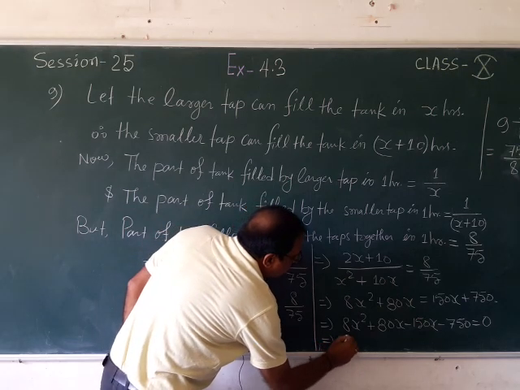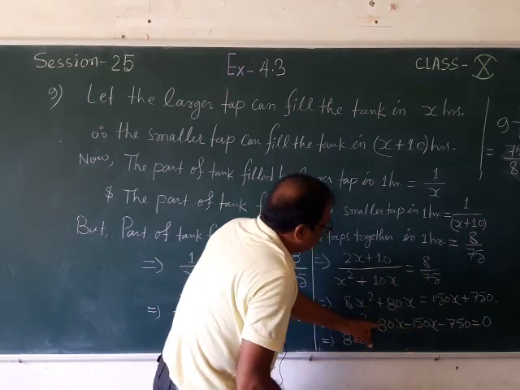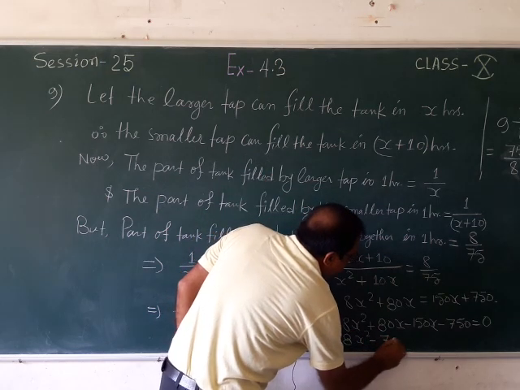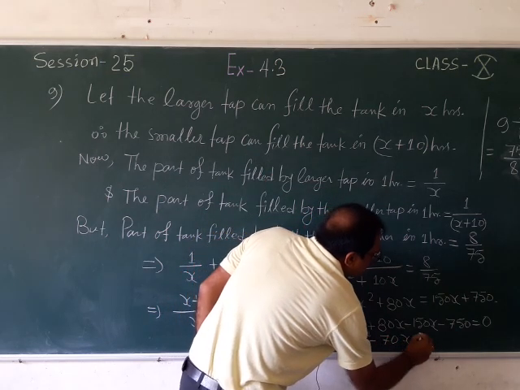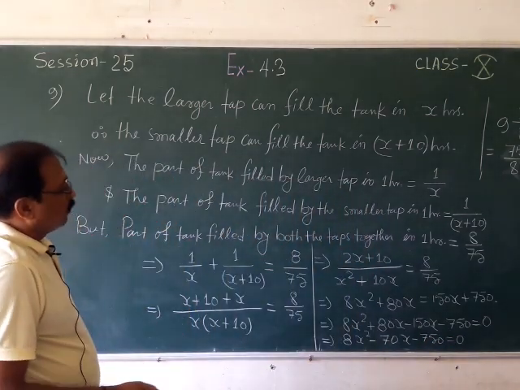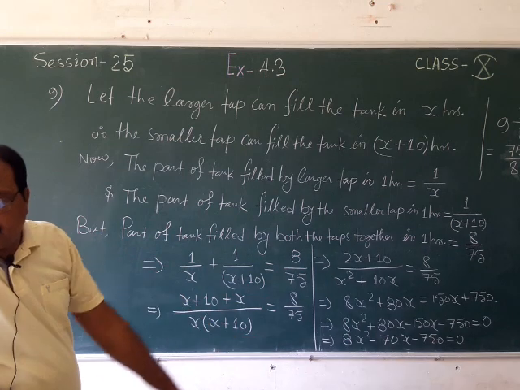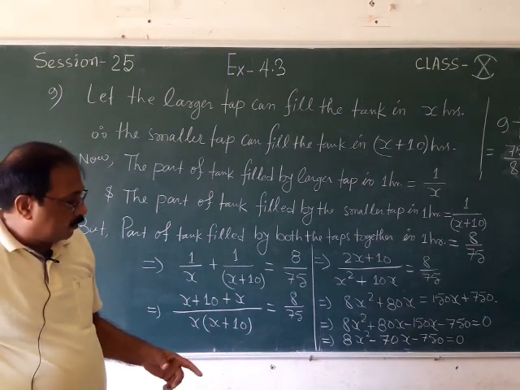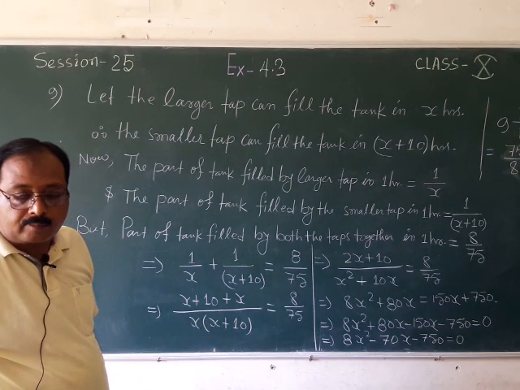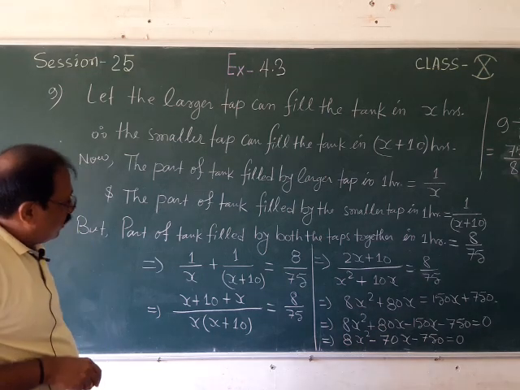Further it can be written as 8x square, and here 150 minus 80 will be minus 70x, and minus 750 equal to 0. So your equation is 8x square minus 70x minus 750. Till here first you copy down. Then we will see the remaining part of this solution.